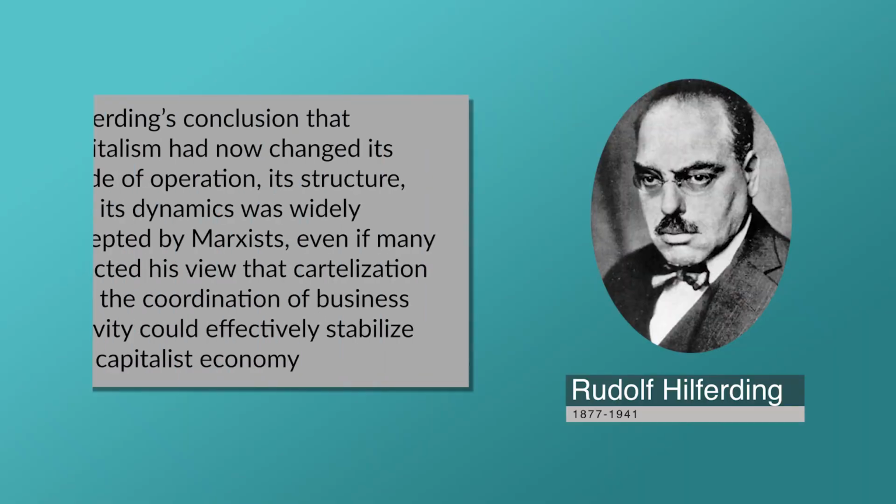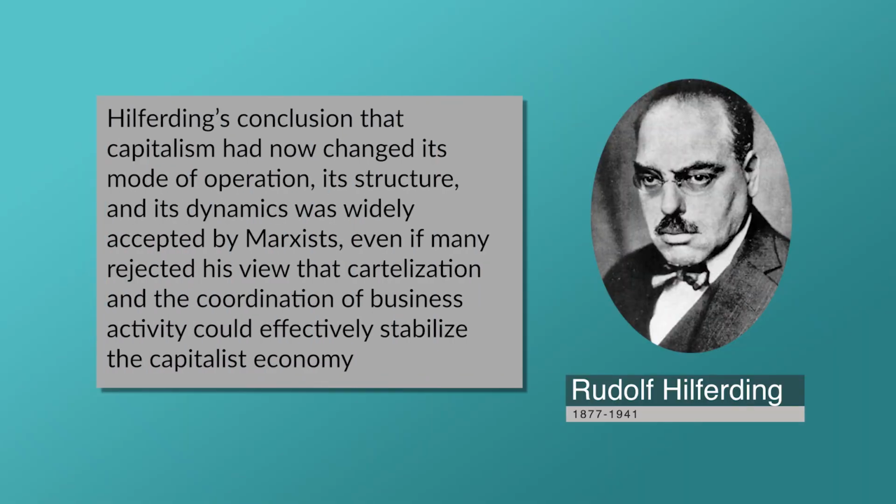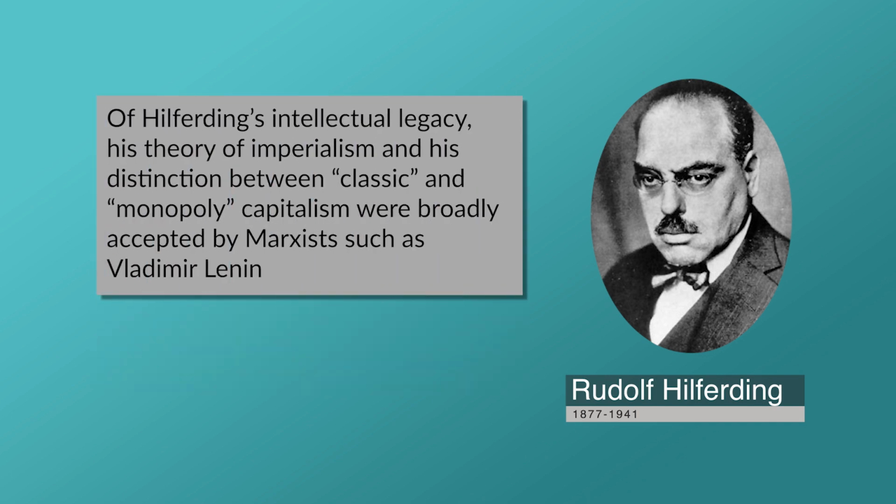So what we find is that monopoly capitalism, according to Rudolf Hilferding, gave rise to the institution of cartels and control of capital. His conclusion was that capitalism has now changed its mode of operation. Its structure and dynamics were widely accepted by the Marxists, even if many rejected Hilferding's view that cartelization and the coordination of business activity can effectively stabilize the capitalist economy. Of Hilferding's intellectual legacy, his theory of imperialism and his distinction between classic and monopoly capitalism were very broadly accepted by Marxists such as Vladimir Lenin.